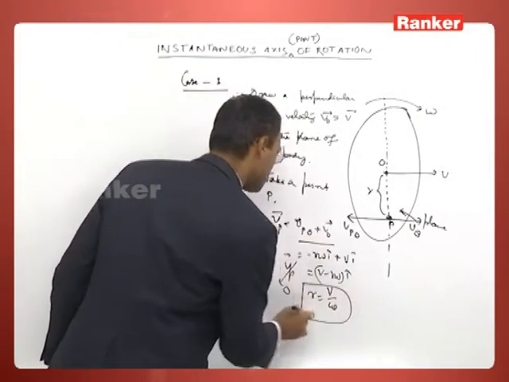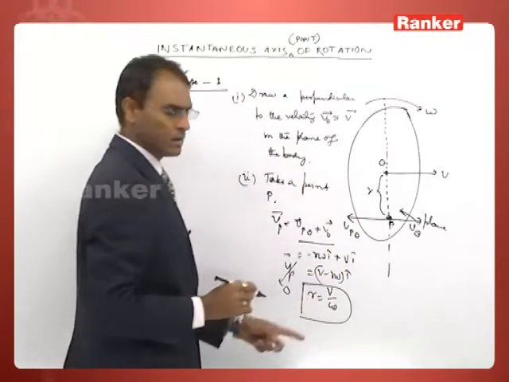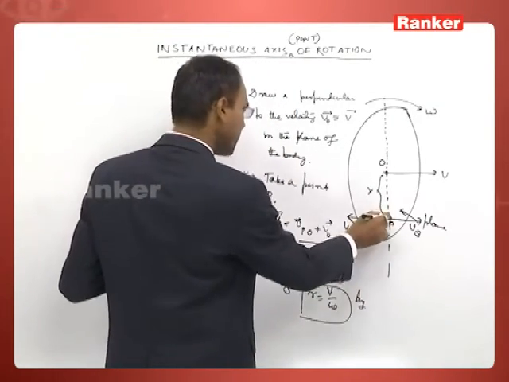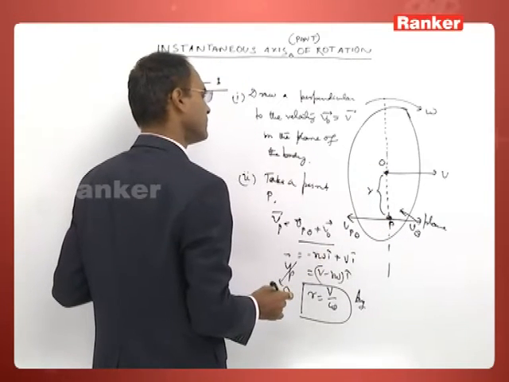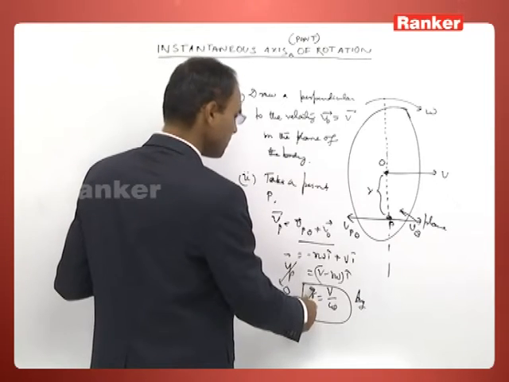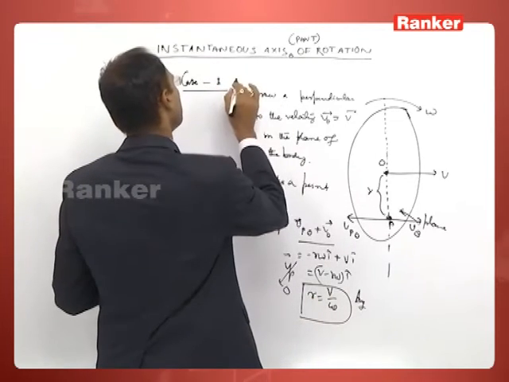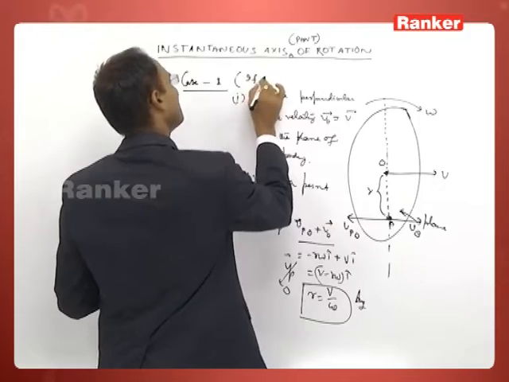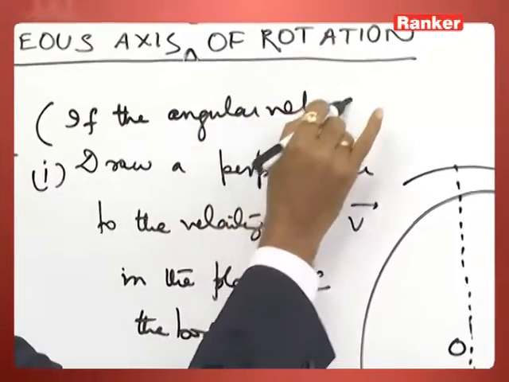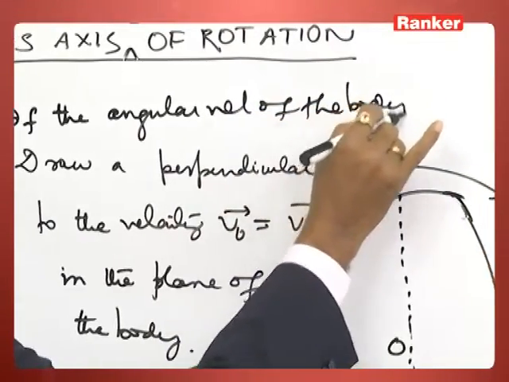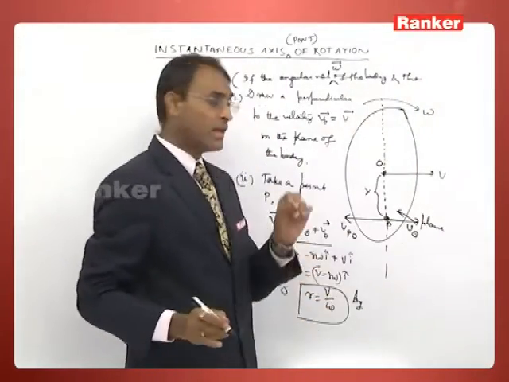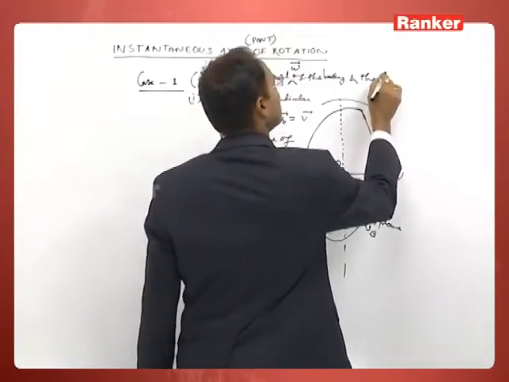So, this answer to get the instant axis of rotation at a distance of r from the given point is possible for the condition if the angular velocity of the body and the linear velocity of any point of the body is given.